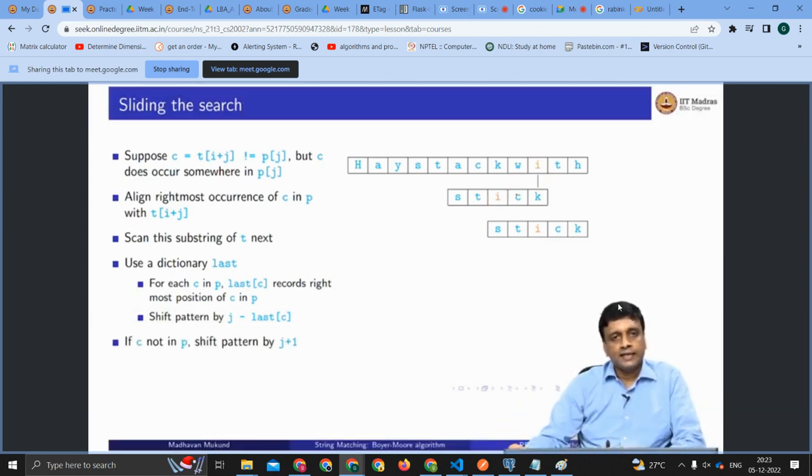And of course, in the special case where the pattern does not have that character, then we can shift directly to j plus 1. So if we are at position j, this is my last of c. If this does not occur, so supposing this had been some other letter like z, then I would just shift the entire thing after this to j plus 1. So this was the earlier case that we saw.